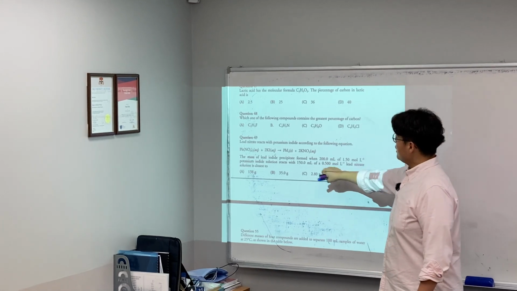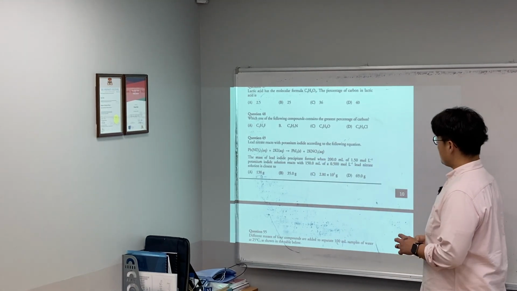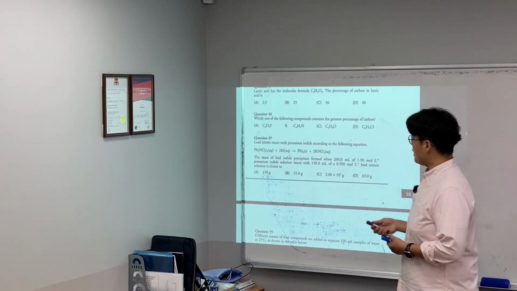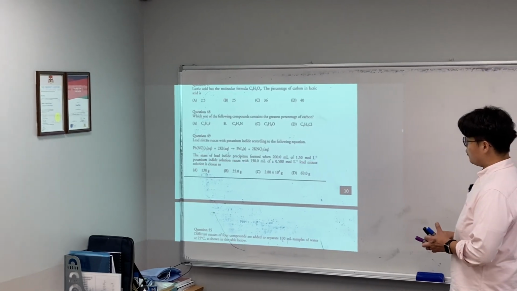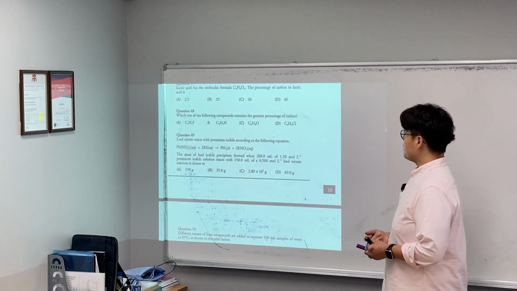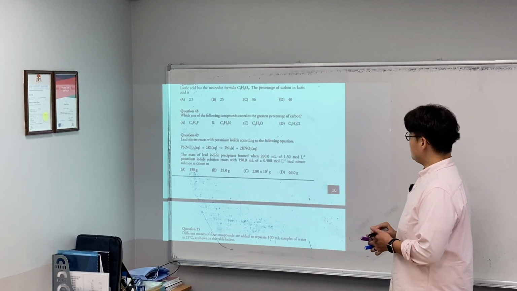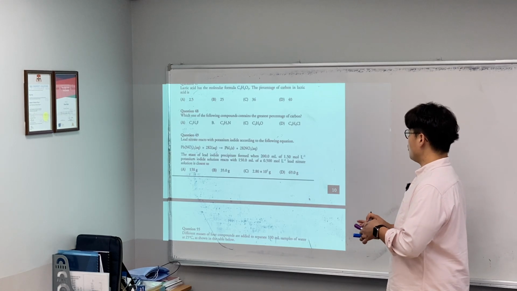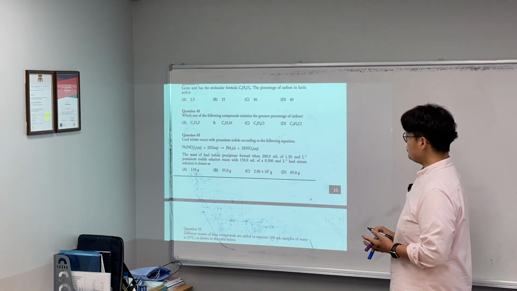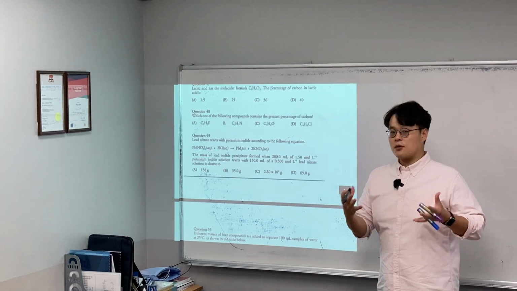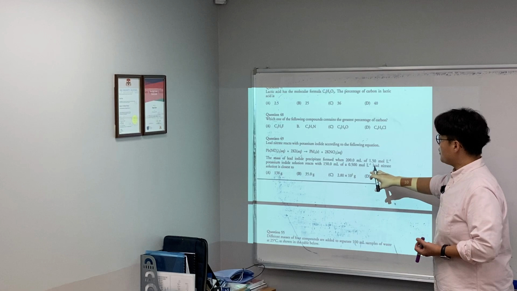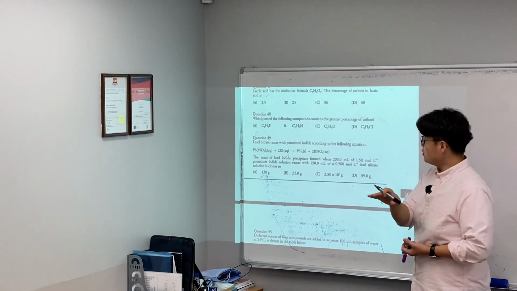The lead nitrate reacts with the potassium iodide according to the following equation. We are given the mass of the lead iodide precipitate formed when 100 mL of the 1.5 molar potassium iodide solution reacts with 150 mL of the 0.5 molar lead nitrate solution. So we have a bunch of information provided, and it's good that we have the chemical formulas. Have a read of what you're given first of all.